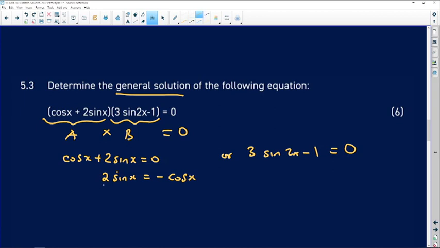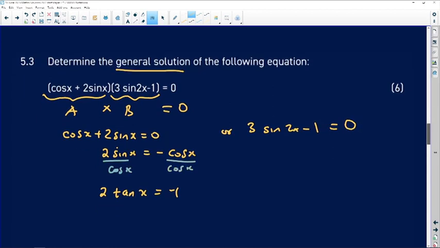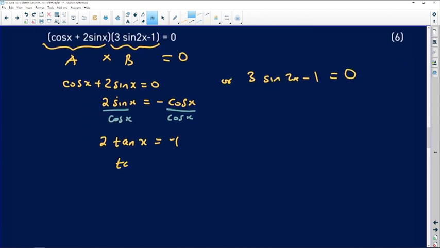When I take away cosine on both sides of the equation, I've got 2 different trig ratios. I want to solve an equation. I'm going to divide by cosine so that I have only 1 and not 2. So when you divide by cosine, the left-hand side changes to tan x, and it is equal to -1. And then when you divide by 2 on both sides, you're going to get -1/2. So tan x is -1/2.